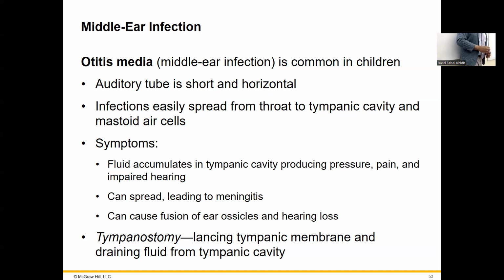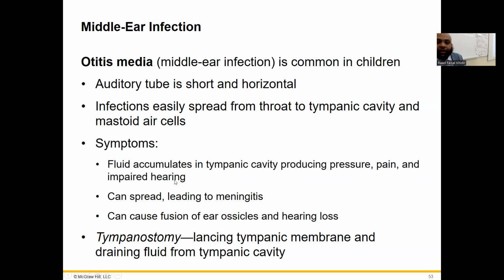So otitis media is common in children because the auditory tube is so short. And you don't want an infection in your middle ear because the infection is gonna spread into your brain, into the meninges, and that's very dangerous. So the infection is easily going to spread from the throat to the tympanic cavity and the mastoid air cells.